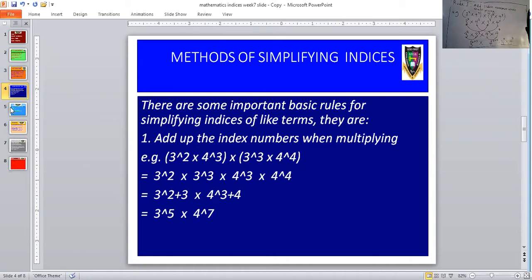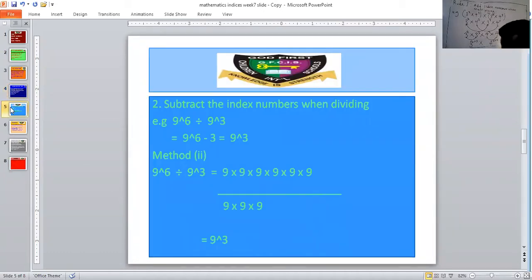Now let's move on to this exercise, another exercise here with numbers. That one says subtract, rule number 2. Rule number 2 says subtract index when dividing. The first rule says add up index when multiplying. Rule number two says subtract index when dividing. So you subtract index when dividing.